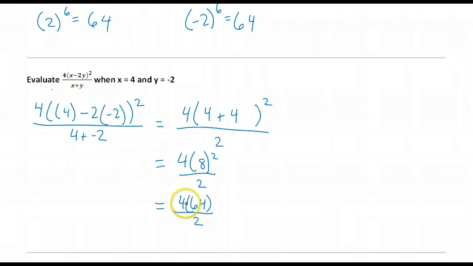Now at this point, I have multiplication and division. And multiplication and division are on the same level. So it doesn't matter what order I do the multiplication and division in. In fact, I'm going to take this 4 and this 2 and lower it down to 2 over 1. So I really have 2 times 64, which I can do in my head. 2 times 64 is 128. In order to evaluate, make sure you're following that order of operations.